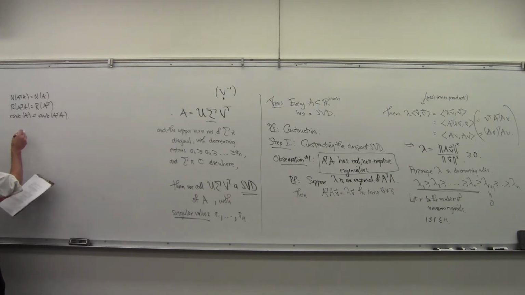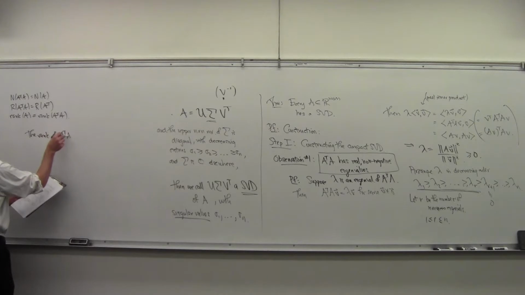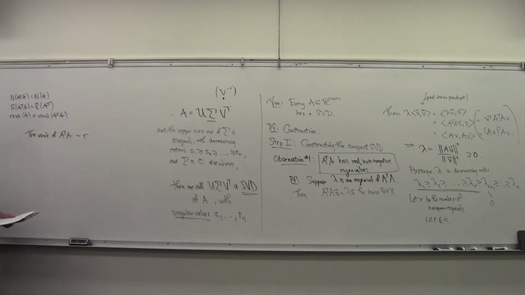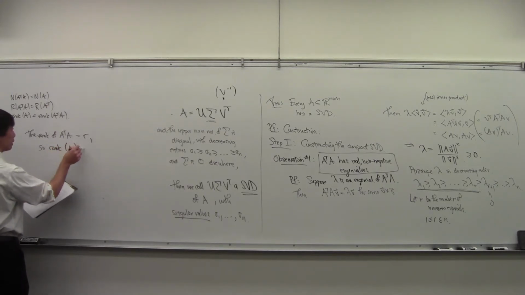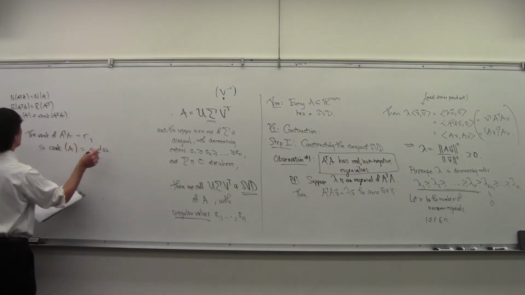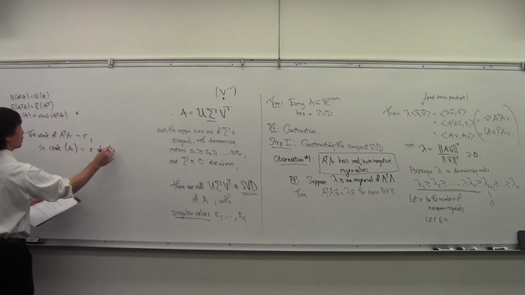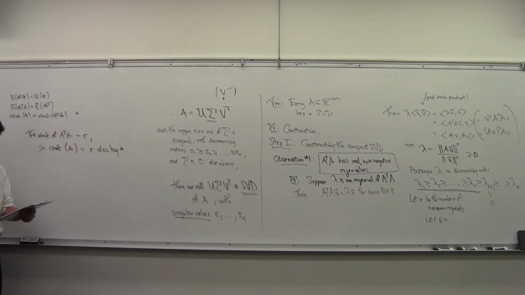So the rank of A^T A equals r. It's going to be the number of non-zero eigenvalues. So the rank of A is also r because of what we did earlier.